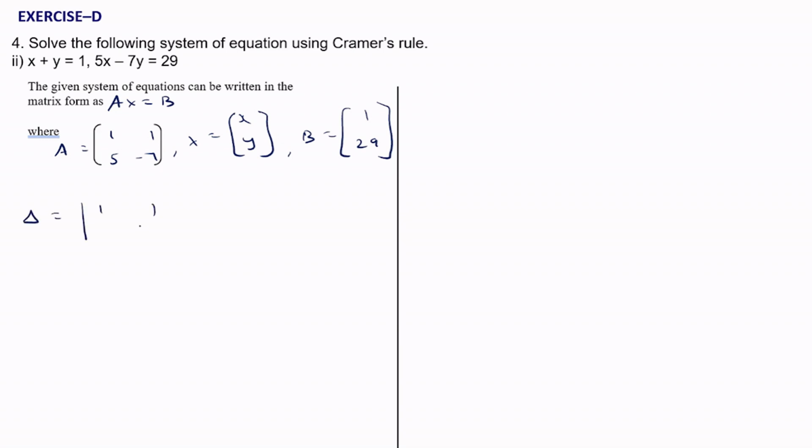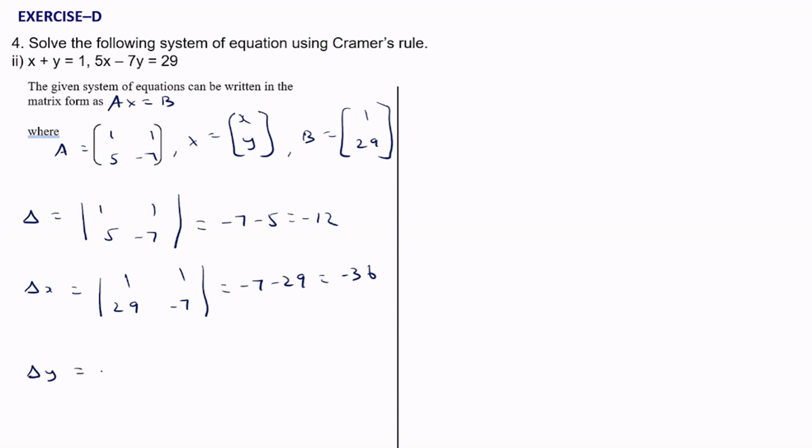Delta is the determinant of 1, 1, 5, minus 7. So this is minus 7 minus 5, which is minus 12. Then delta x is the determinant of 29, 1, 1, minus 7. This determinant is minus 7 minus 29, which is minus 36. And delta y is the determinant of 1, 5, 1, 29. So this is 29 minus 5, which is 24.